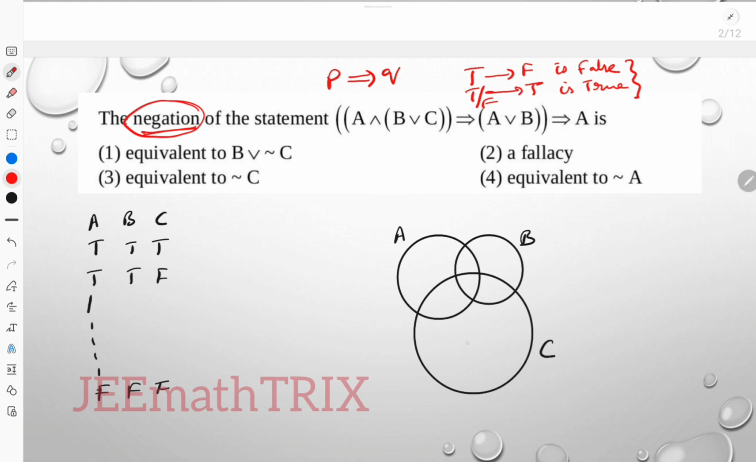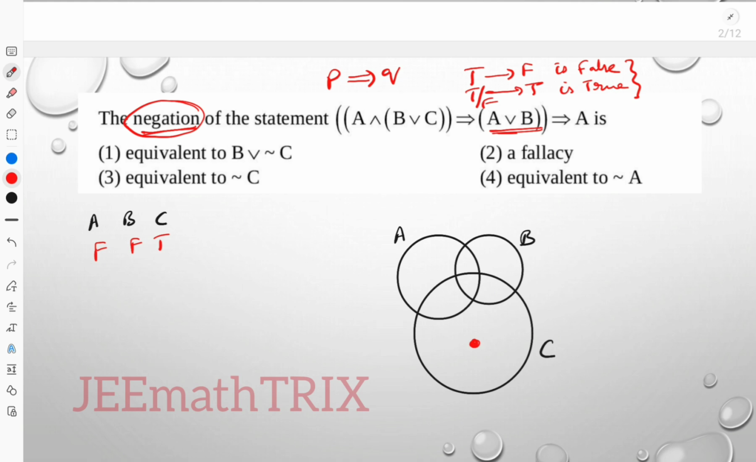So let us take one of the eight cases, where I consider a point in C. That means C is true, and A and B are false, meaning the point is not there. So the point is inside C but not in A or B. The reason I have taken this case is that I want A or B to be false, because then there is a big chance the statement is going to be false.